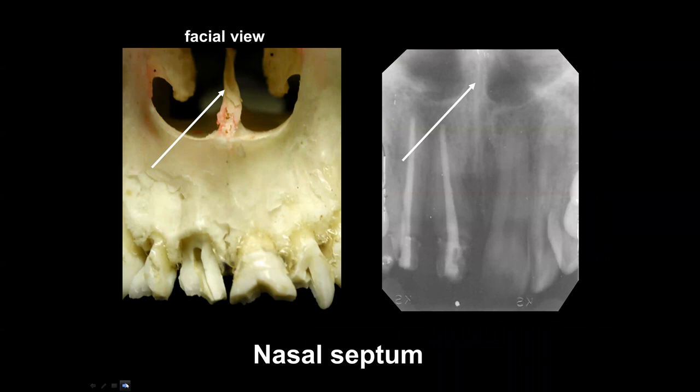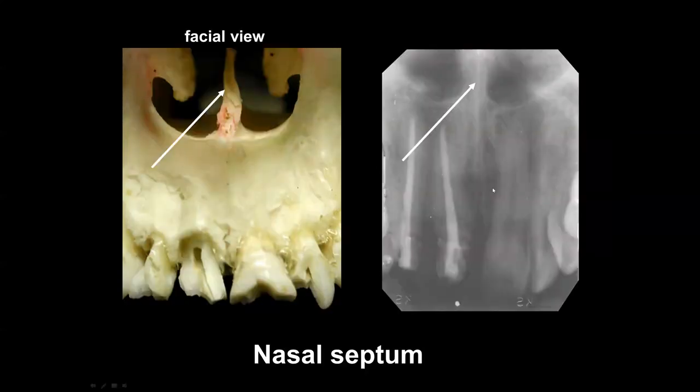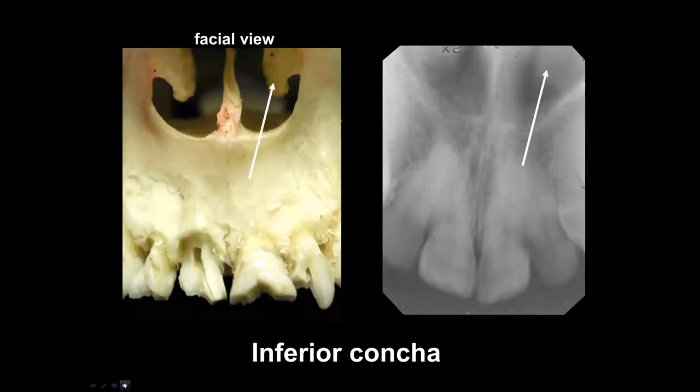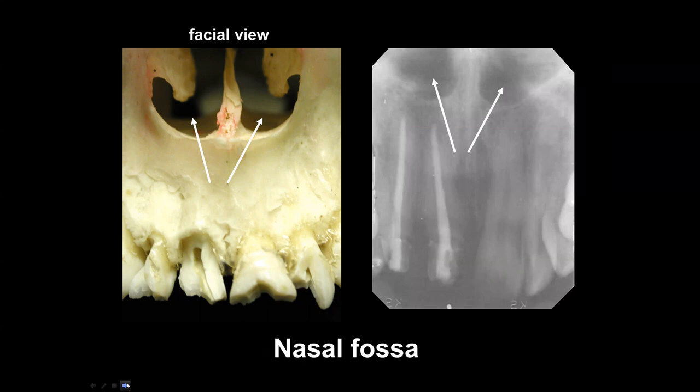Again, this is the detailed aspect of the nasal septum. In the bone, we can see it is a midline structure, seen as a midline radio opacity in the radiograph. The inferior concha again is seen as a slight radio opacity within the nasal cavity. Again, you can see the nasal fossa seen as a radiolucency on either side, in both the left as well as right maxilla.